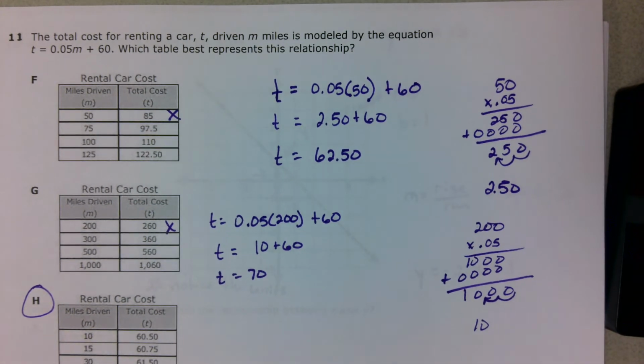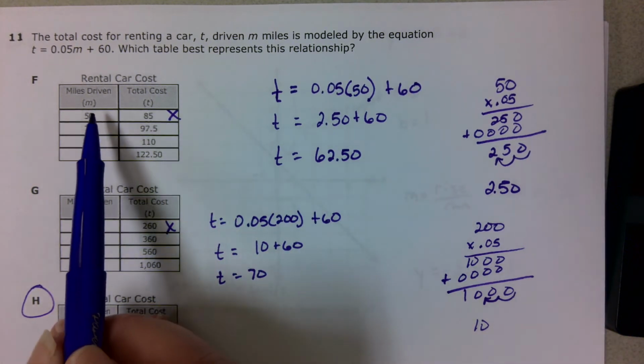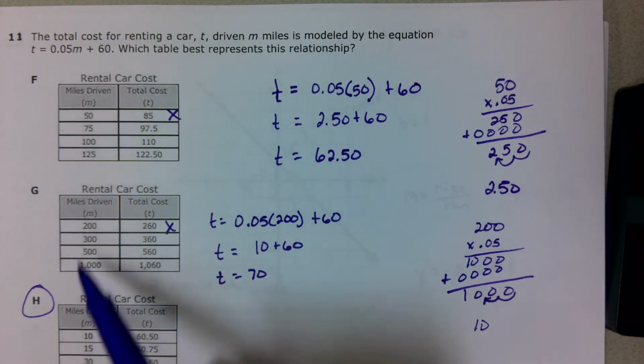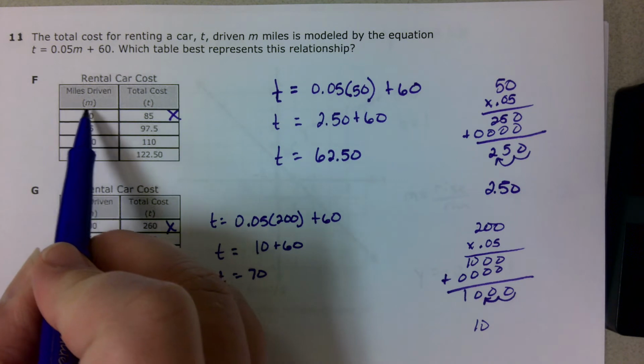Number 11, the total cost for running a car, T, driven M miles is modeled by the equation T equals 5/100 M plus 60. Which table best represents this relationship? So what I did here was I looked at my tables, and there's a lot of different options for our M. So I started here at 50.